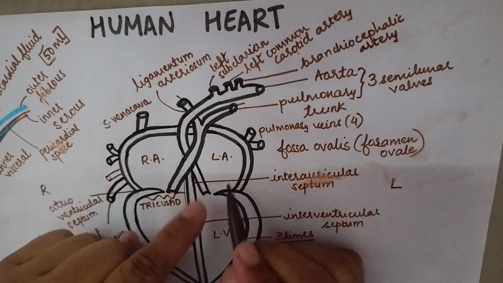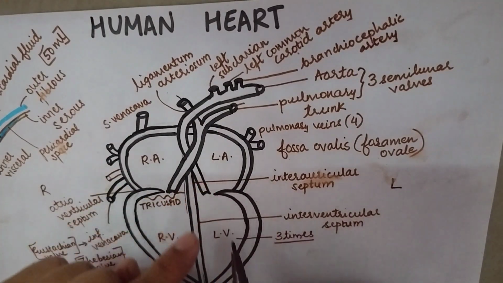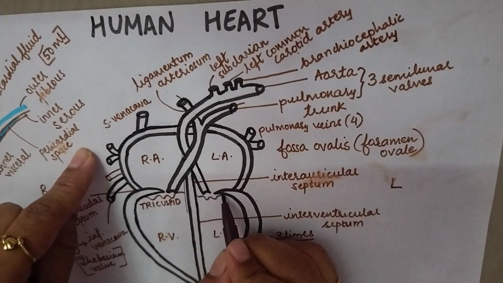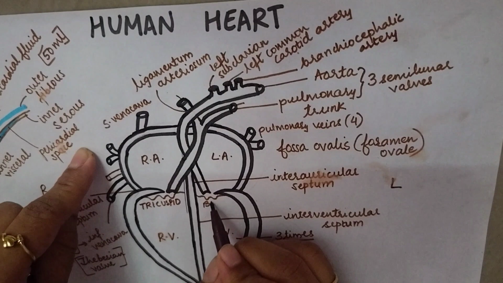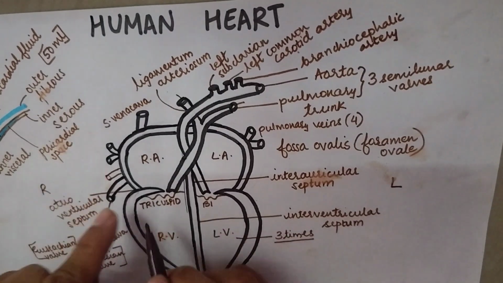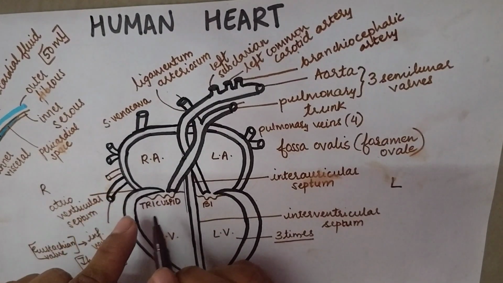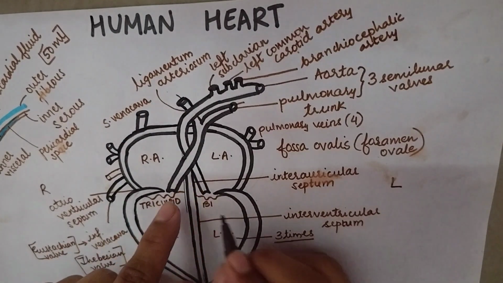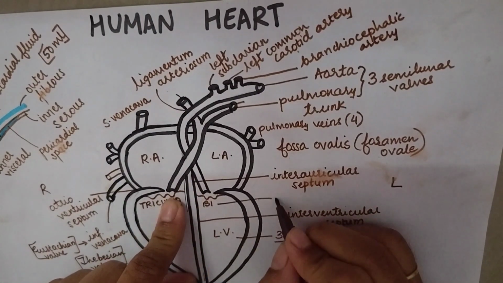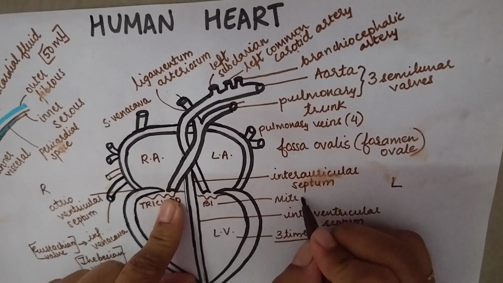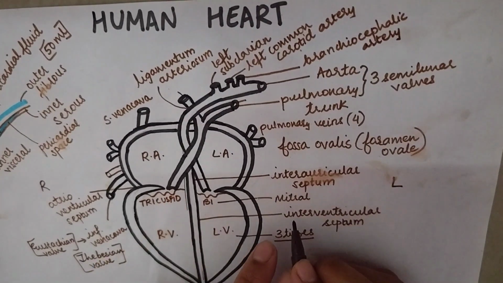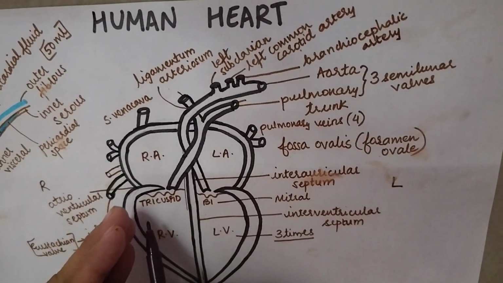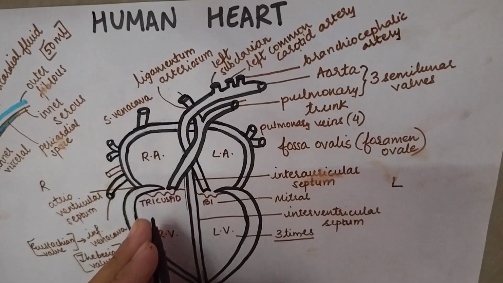Similarly, in the left side, between the left atria and the left ventricle, you have two cusps, so this is the bicuspid valve. You have tricuspid valve in the right side, and on the left side it is bicuspid. This bicuspid valve is also called the mitral valve. So the mitral valve, the bicuspid valve, is present on the left side. Tricuspid valve is present on the right side.